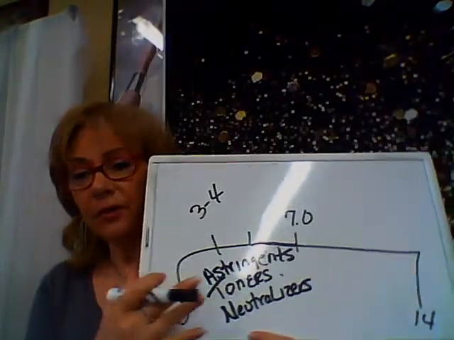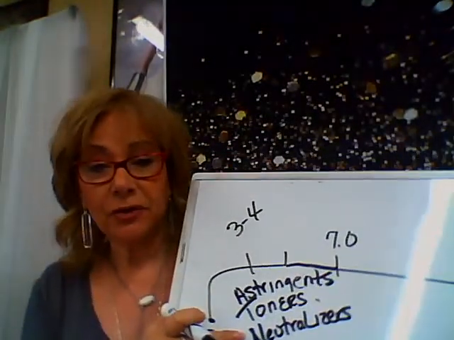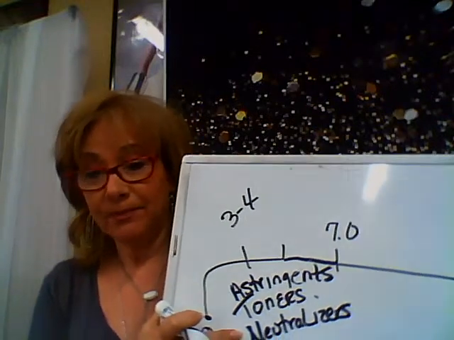With hair, you need a neutralizer. If you're perming it, you need a neutralizer to soften the hair back down. So once you've shocked your face, or your skin, or you've shocked your hair, you need to calm it down in order for it to look its best, okay? So what I want you to write is for 3 to 4, I want you to put the words astringent, toners, and neutralizers. Those are just a few of what's at that level, okay?